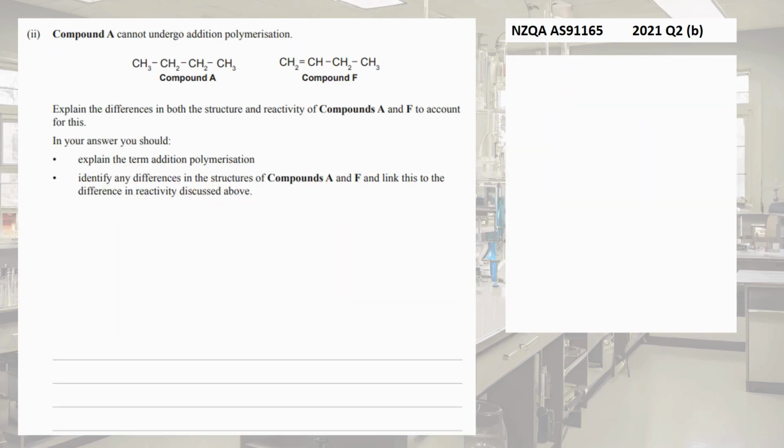Okay, so this is the second part of 2021 question 2. Remember, you can get this paper by just putting the details on the top right there into your search engine.